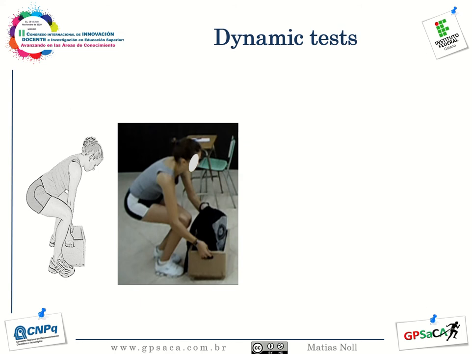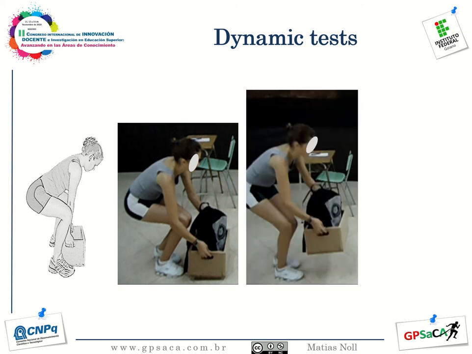Here is an example from the evaluation. For example, pick up objects from the ground. On the left side, we have a reference image that should be the correct position, and you can check and make the score for this posture based on the video recording, as presented in this example.